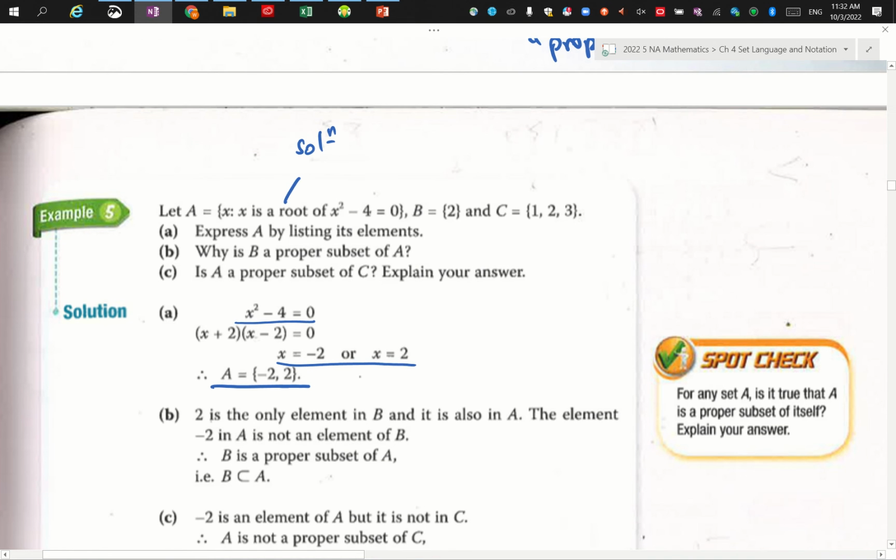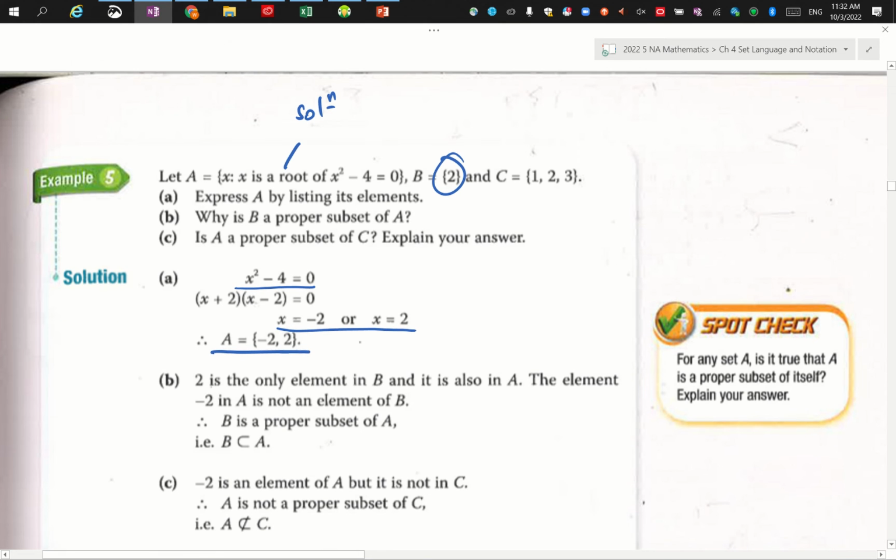Whereas in set B, we only have one element, 2. Set C has three elements: 1, 2, 3. So part B, why is B a proper subset of set A? To answer that question, look at the elements inside B. Are all the elements in B found in set A? Yes, they are. There is only one element in set B. So 2 is the only element in B and it is also in A.